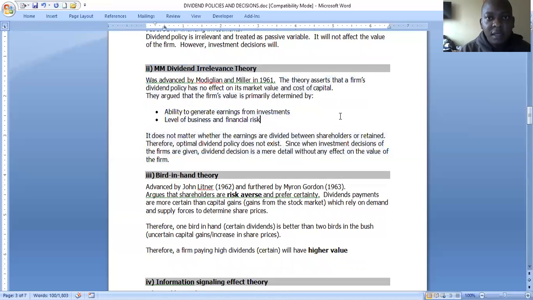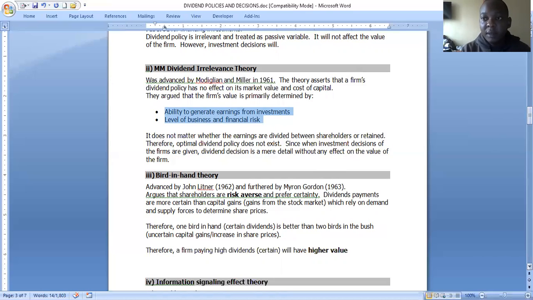Modigliani and Miller argue that the value of the firm is mainly dependent on two factors: one, the ability to generate earnings from investments, and two, the level of business risk. Those are the only two factors, according to Modigliani and Miller, that will affect the value of the business. That is, a business's ability to generate profits, and the level of risk that the business is exposed to. Dividend policy has no effect at all. So long as it doesn't affect the earnings ability of the firm, dividends, according to Modigliani and Miller, have no effect on the value of the firm.